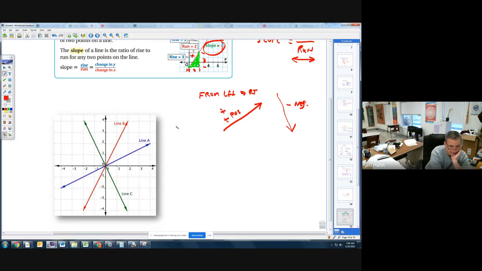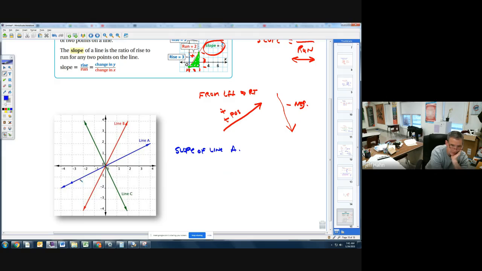So we've got all these examples here. Let's start off with line A. If I wanted the slope of line A, the first thing I have to do is identify places where, and it doesn't matter which two you pick, line A crosses an actual coordinate. See, I couldn't use this point here because there is no y value at that point. It falls in the middle of here.